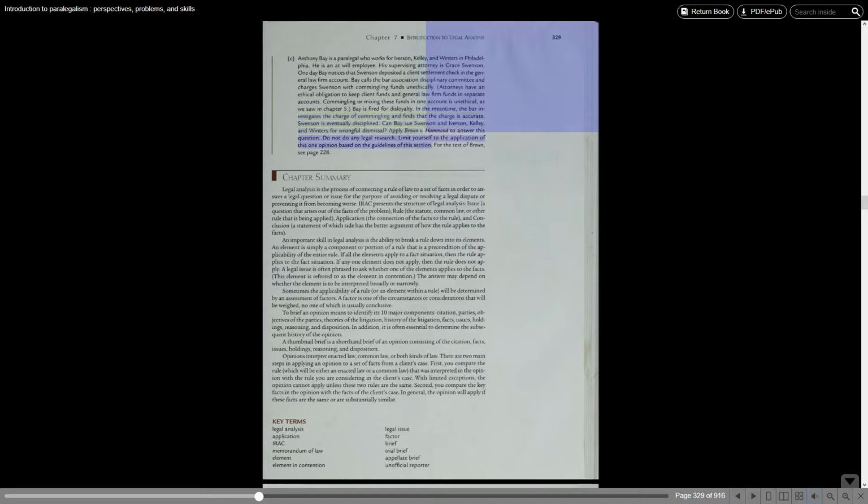Apply Brown v. Hammond to answer this question. Do not do any legal research. Limit yourself to the application of this one opinion, based on the guidelines of this section. For the text of Brown, see page 228.